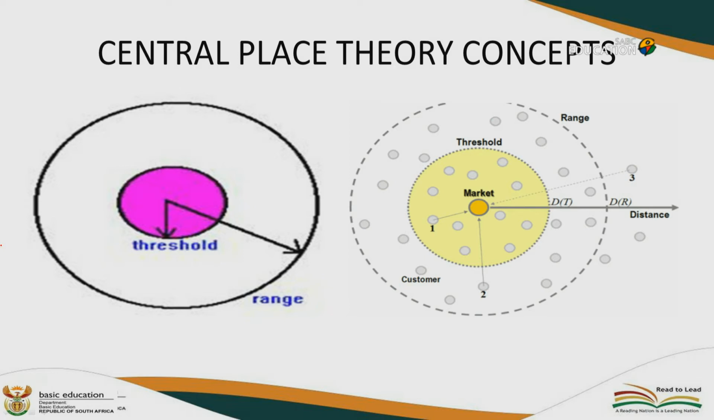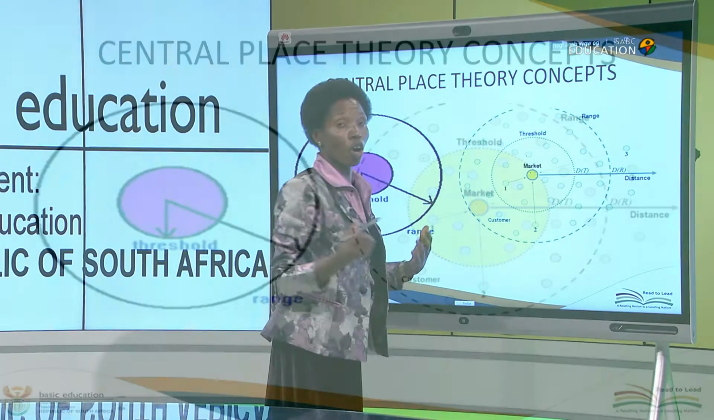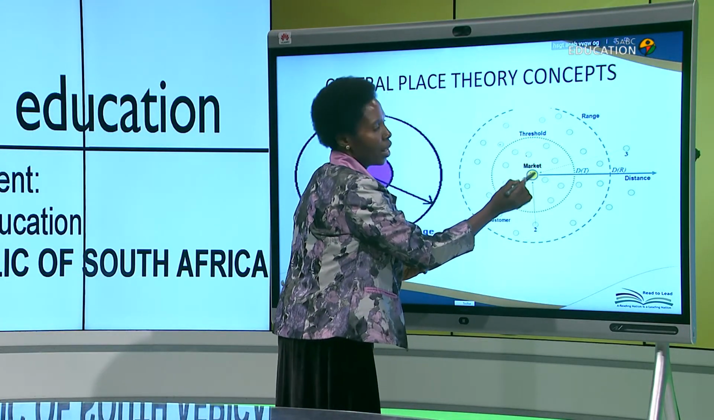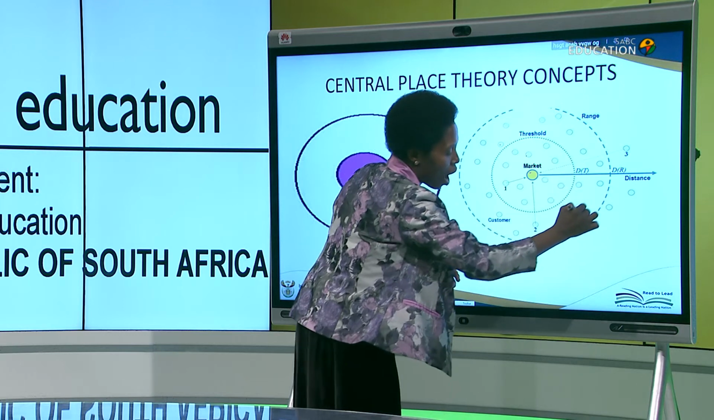We have the threshold population. We have the range. Let's first look at this diagram that is here. We have the market. We have people around the market. If you check, you have people here. You have people here, that's what we call consumers, that are able to come and support this function here. And then you do have even people out there.